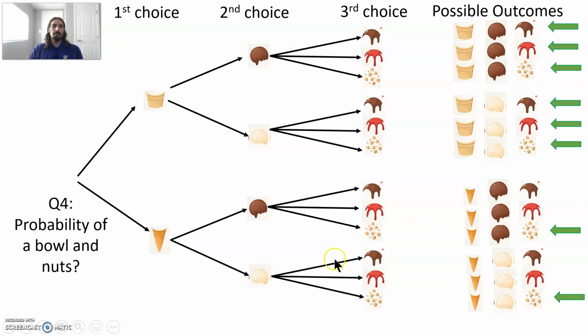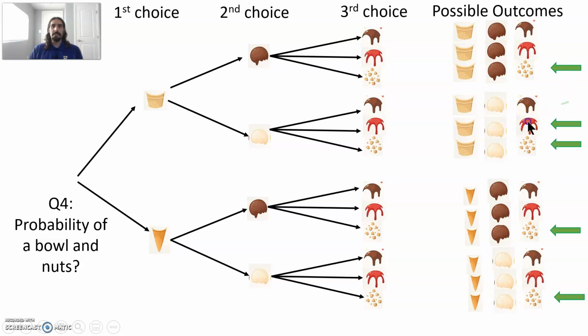Going to go on to question 4. I changed one word, and now it's probability of a bowl and nuts. Here's what I want you to think about for a second. If I have to be in a bowl and have nuts, this first choice up here, I've got the bowl, but I don't have nuts. So guess what? It doesn't count. It does not meet our condition. Second one right here, I've got a bowl, no nuts, doesn't count. Now this one has both the bowl and the nuts, so it's good.